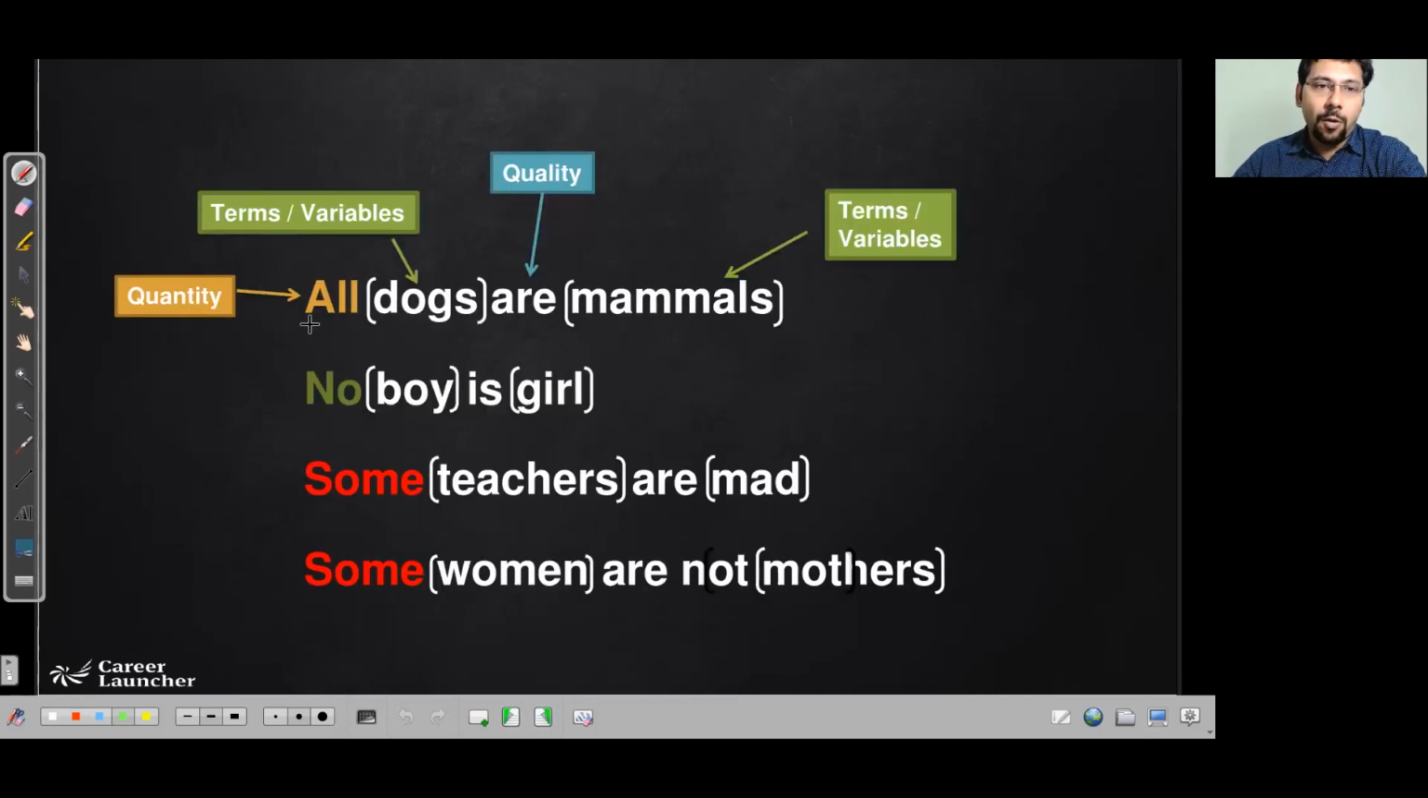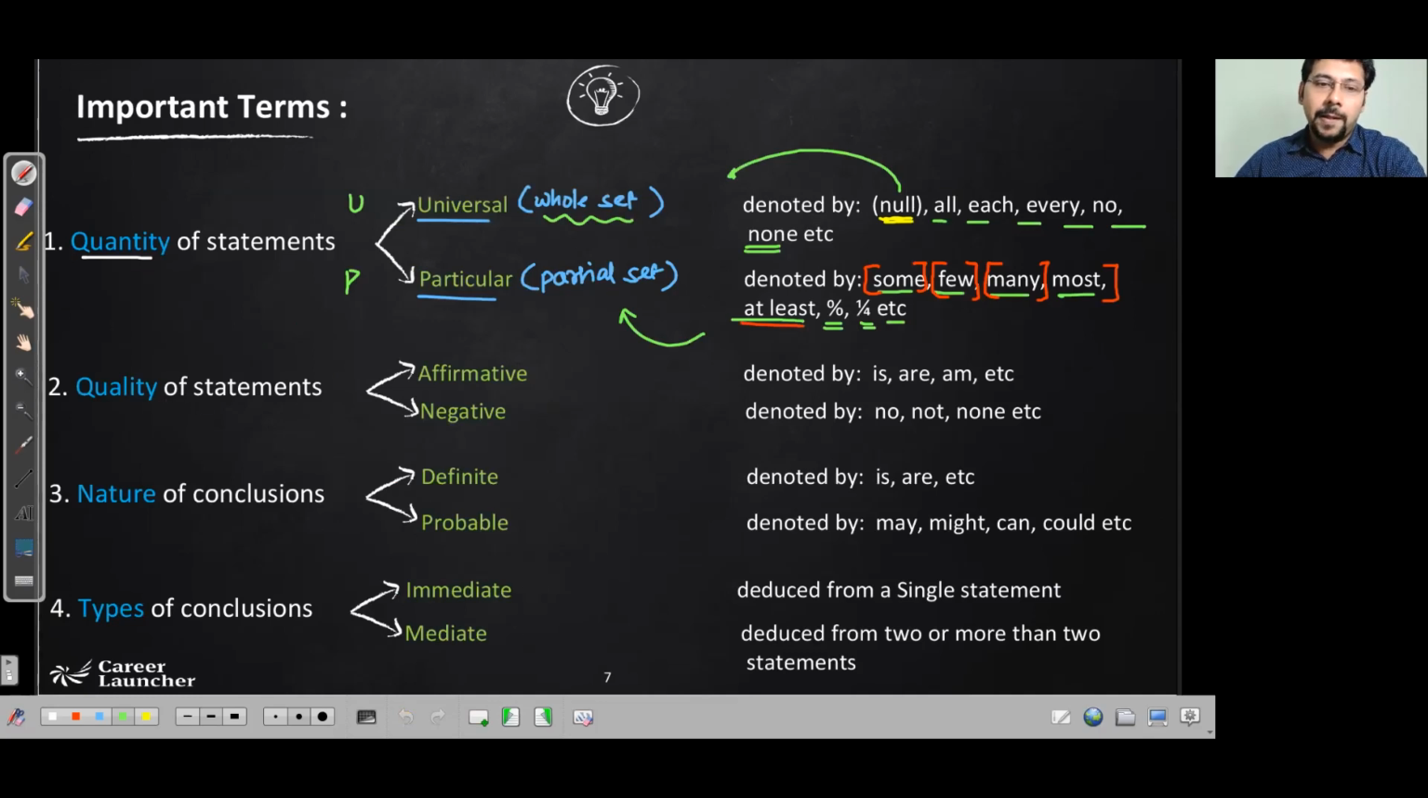For example, if I say all dogs are mammals, now all is a representative of a quantity. Then dogs and mammals are the terms, the variables as I call them, and are is representative of the quality, but we're going to shortly understand what quality is. But for example, upon certain claims like some dogs are not frogs.